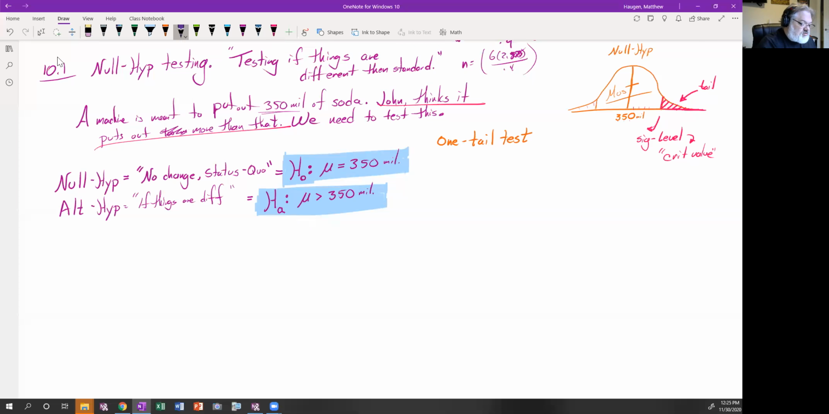If John's alternative hypothesis was that this thing puts out less than 350, that would also be one tail, but it would be on the left, right? This is specifically not only a one-tailed test, this is a right tail test, because it's on the right. It's the right tail. Cool.